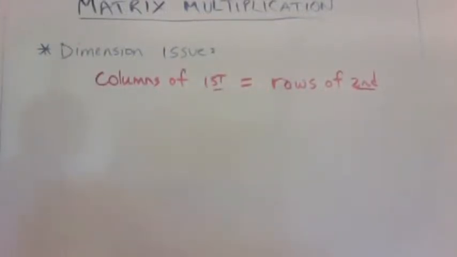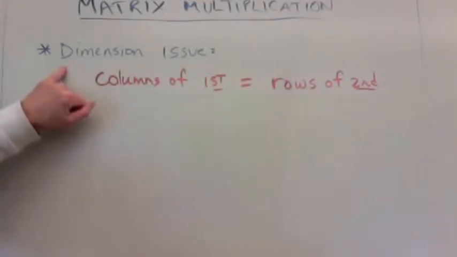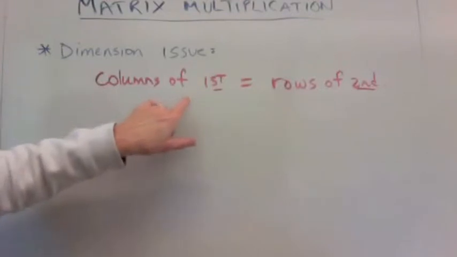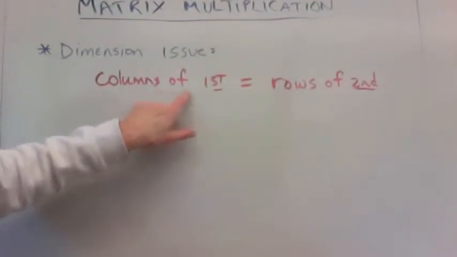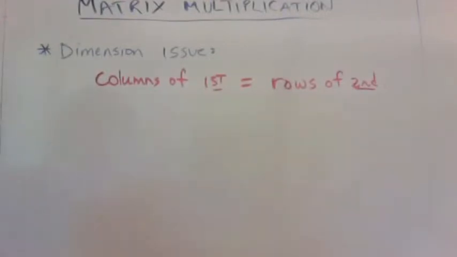Okay, we may or may not have had a chance to talk about matrix multiplication at the end of last class. If we did, then here's a little review. If we didn't, here it is, matrix multiplication. This is the trickiest of the operations with matrices, I think, because there's a dimension issue. It's only possible to multiply two matrices if the columns of the first equal the rows of the second.